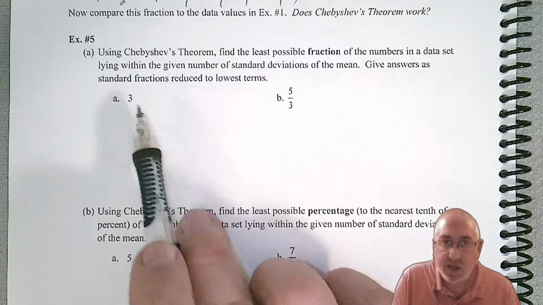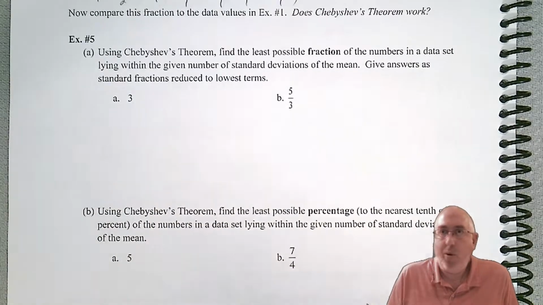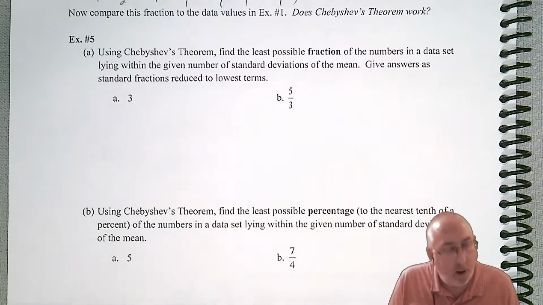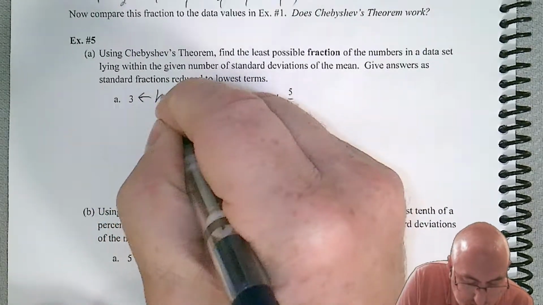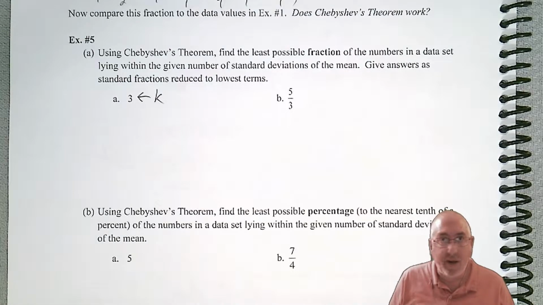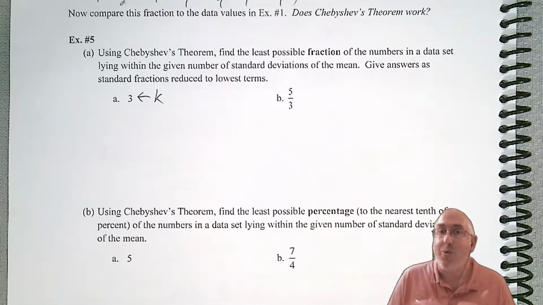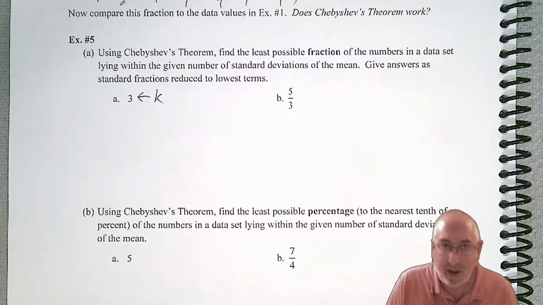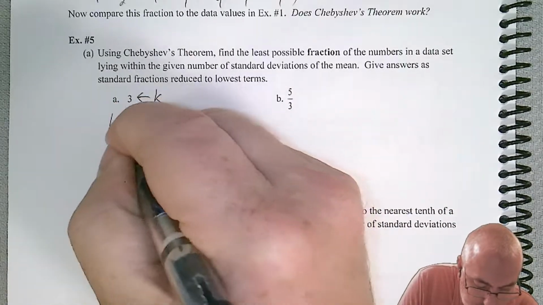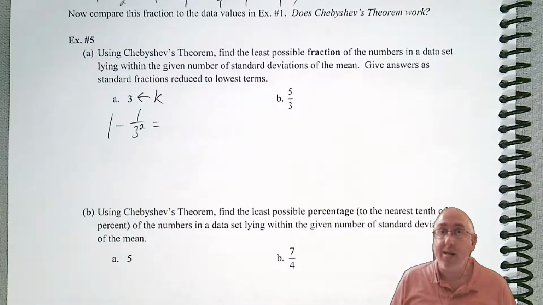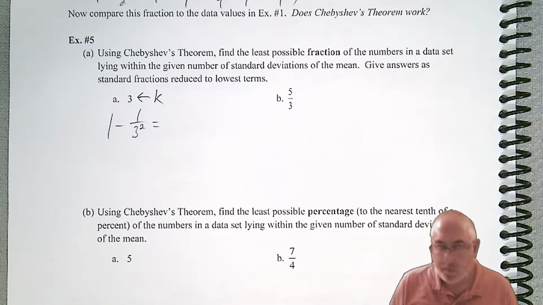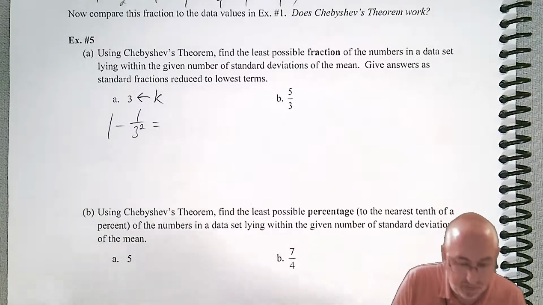Now, all they're doing is giving you a number, but what are we doing with that? Well, don't overthink it. This is k. That's all they're giving you, the value of k. So now you know that you have to plug it in to that expression. So 1 minus 1 over 3 squared, and simplify that down. As long as you use the order of operations, you'll be fine.